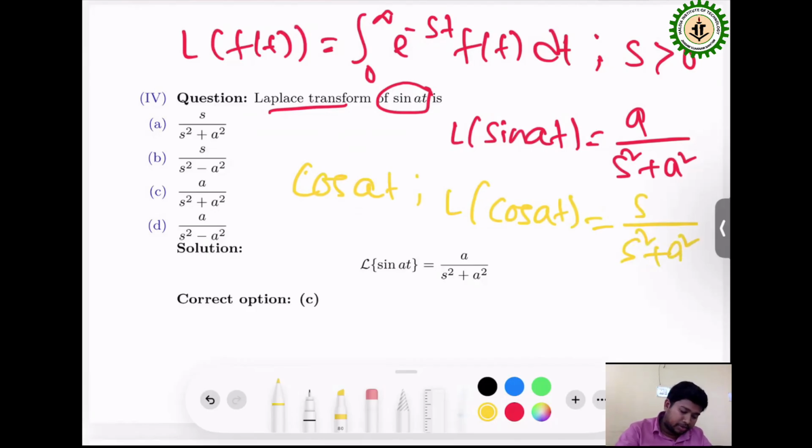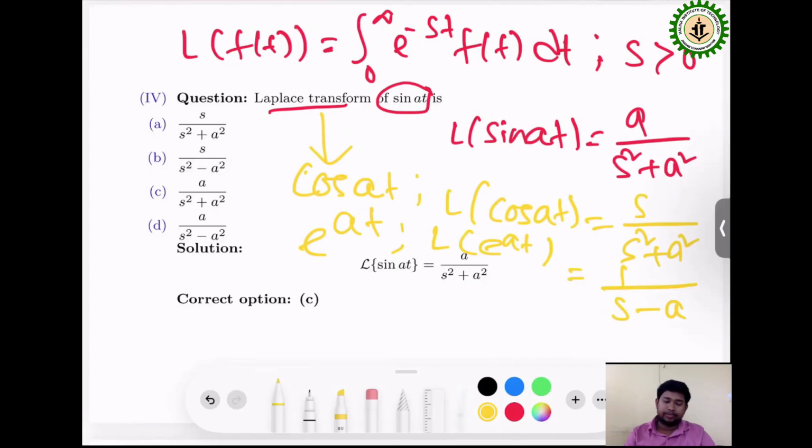Maybe your question is, what is the Laplace transformation of e to the power at? For e to the power at, your answer will be 1 by s minus a. So here is the theorem of sin at. You can prove it here. Your f of t function is sin at, so your answer is a by s square plus a square.